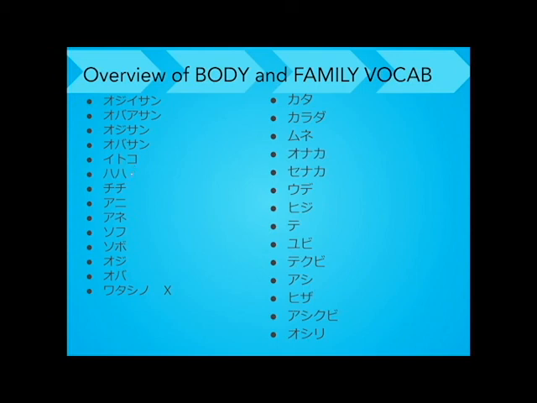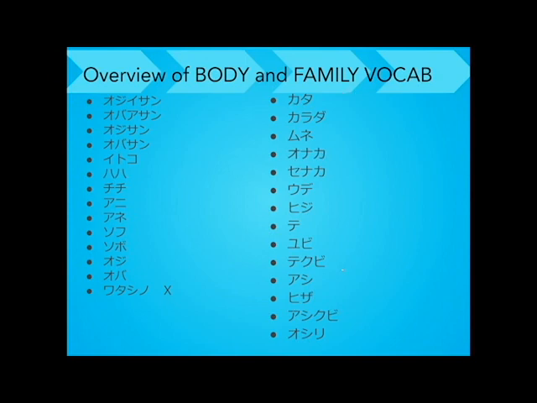And then we had names for all of our family members. Haha, my mother. Chichi, my father. Ani, my older brother. Ane, my older sister. Sofu, my grandfather. Sobo, my grandmother. Oji, my uncle. Oba, my aunt. And then watashi no, whatever is going to be everyone else. So watashi no toto, watashi no imoto, watashi no itoko. Those are other people in my family, in my kazoku.